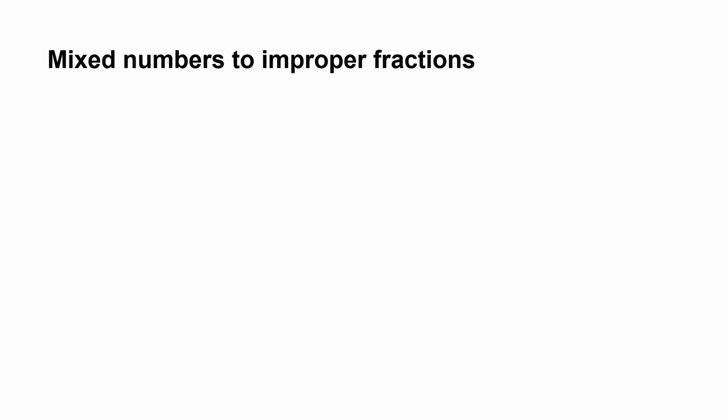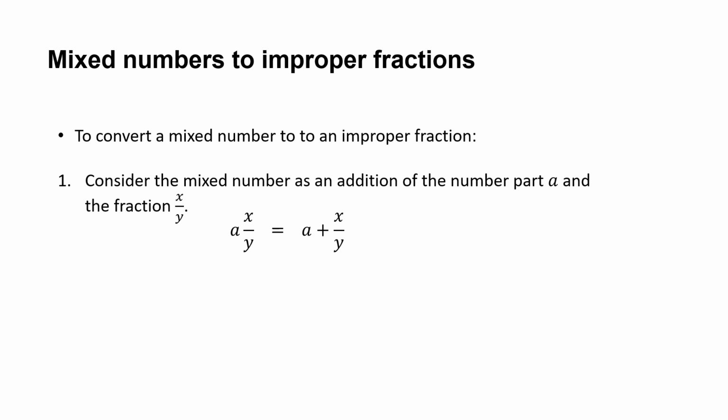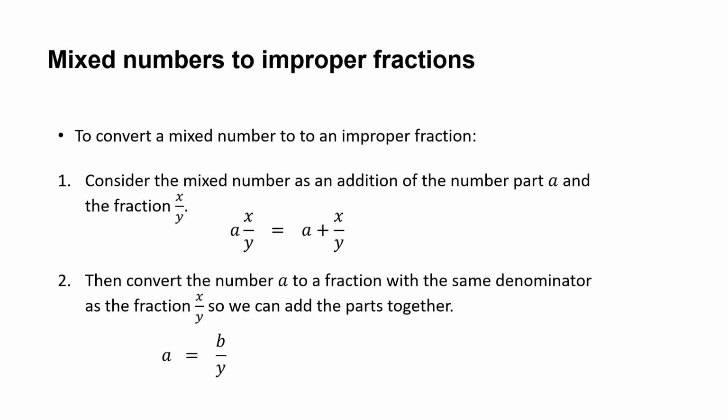So we're going to look at how to go from a mixed number to an improper fraction. What we're going to do, when we have this format where we have a and then x over y, and these all represent numbers, the number part a, we're going to think of as being in addition to the fraction part. Once we've done that, we then convert the number term to a fraction with the same denominator. Remember, the denominator is the bottom of the fraction, so it's going to have the same denominator as the fraction part of the mixed number.